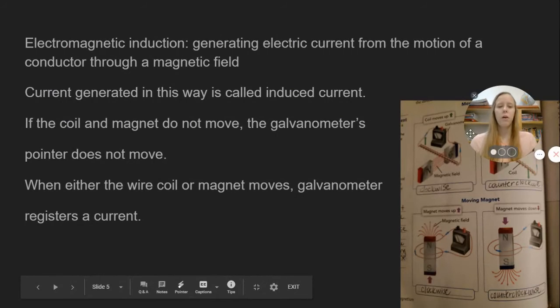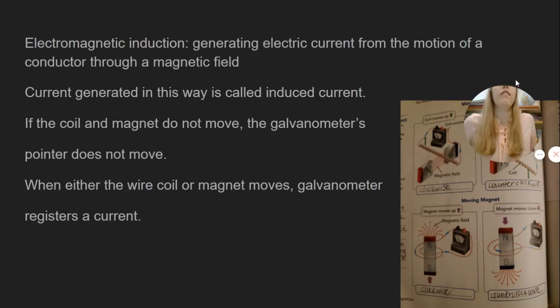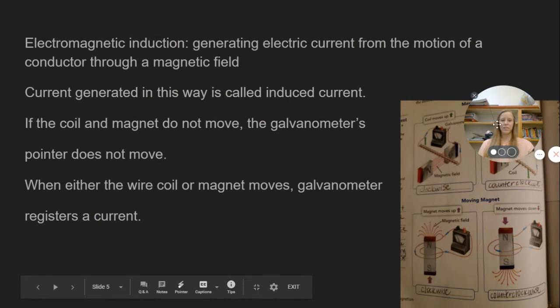So, electromagnetic induction: generating electric current from the motion of a conductor through a magnetic field. Current generated in this way is called induced current. If the coil and magnet do not move, the galvanometer's pointer does not move. When either the wire, coil, or magnet moves, the galvanometer registers a current.